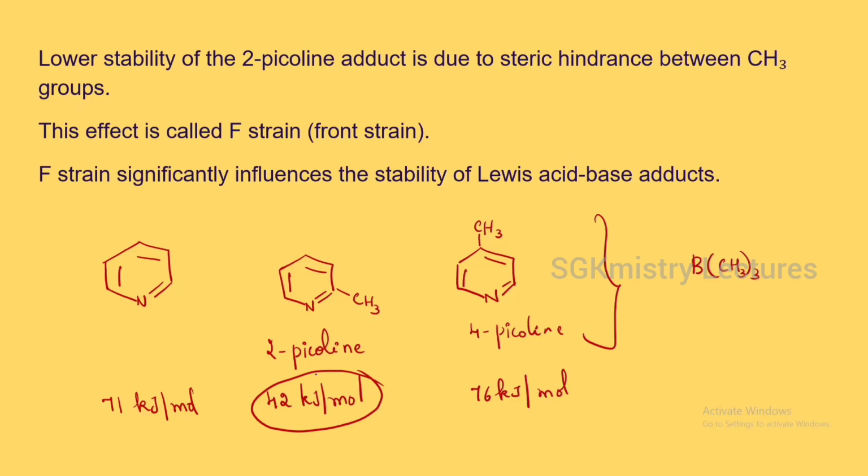On the basis of the inductive effect of the methyl group, 2-picoline should have acted as a stronger donor, right? Because CH3 is an electron releasing group. Based on this, we could say that the lone pair of electrons on the nitrogen will be more available to form a bond with the acid, because it increases the electron density on nitrogen. But you can see that the opposite effect is observed, right? This is mainly because of the steric hindrance between the CH3 group of the 2-picoline and the CH3 group present on the boron.